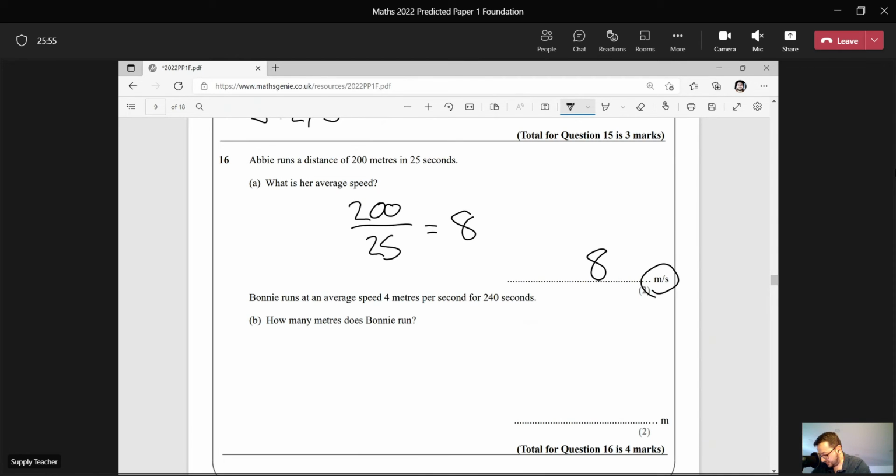Bonnie runs at an average speed of 4 metres per second for 240 seconds. How many metres does she run? Well, she runs 4 metres every second, and she does it for 240 seconds. So we just want to do 240 times 4, which is 960. Okay, so that's 960 metres.